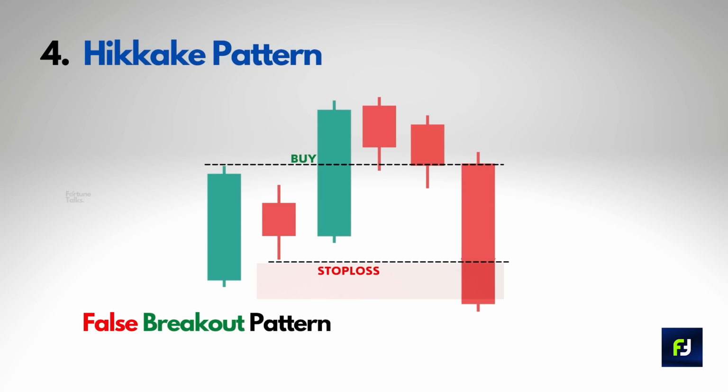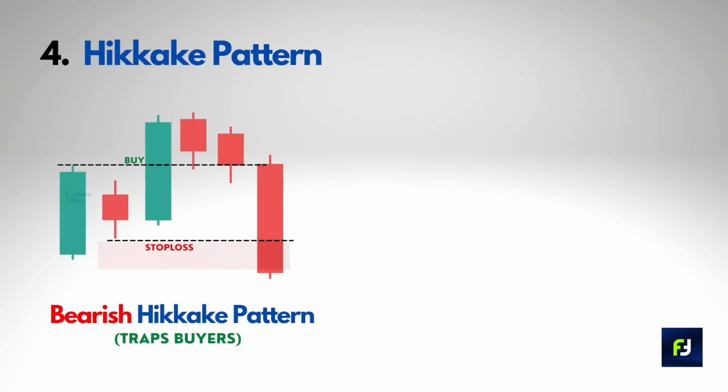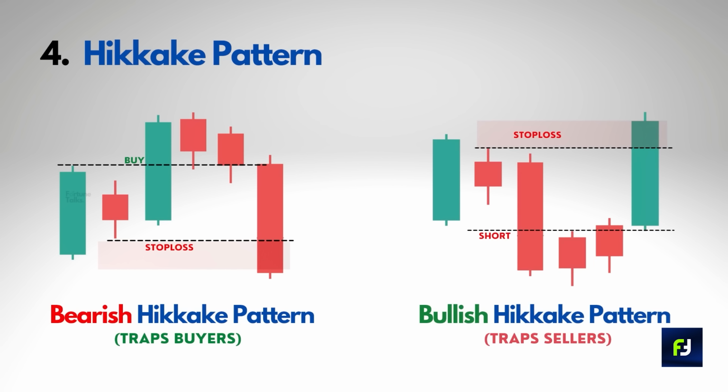Now there are two variants of the Hikake pattern. The first type is a bearish Hikake pattern, which actually entices the bulls or the buyers into buying and then traps them and makes them hit their stop loss. The second one is the bullish Hikake pattern, which actually entices the bears or the sellers into shorting the market only to trap them and reverses the price against their position. Now the Hikake pattern can be traded the same way you trade an inside bar, which we will discuss as we move along this video.